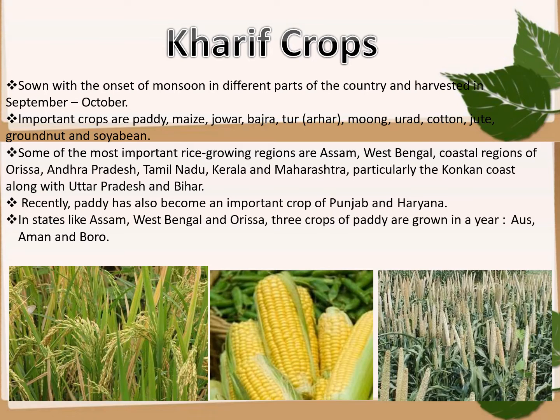So normally this last line of Aus, Aman and Boro, the 3 paddy crops, is a 1 marker. You can mentally note it down. Smart children, aren't you? Do not waste time writing.